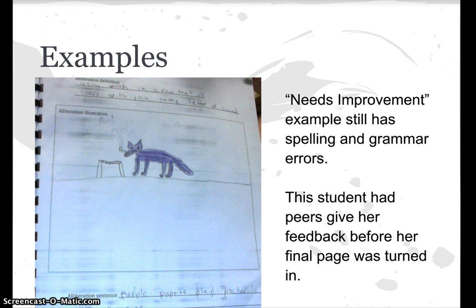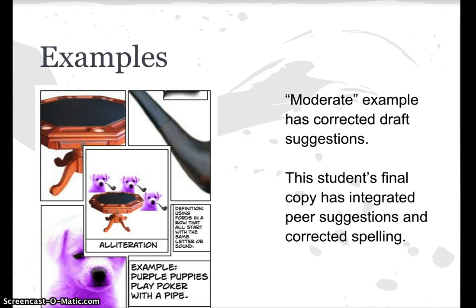In this first example, I had a student draw their draft, and you'll see this student changed. This is a needs improvement example. It had some spelling and grammar errors. And this student gave her work to other students in the class. They gave her some feedback, and her needs improvement example then turned into my moderate example.